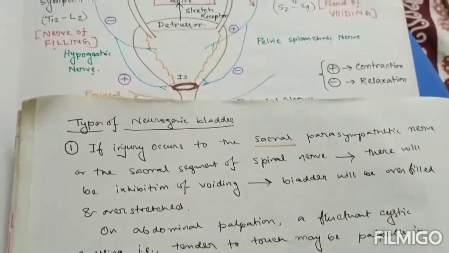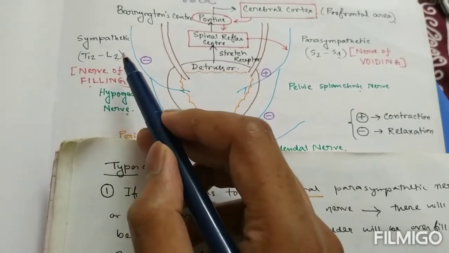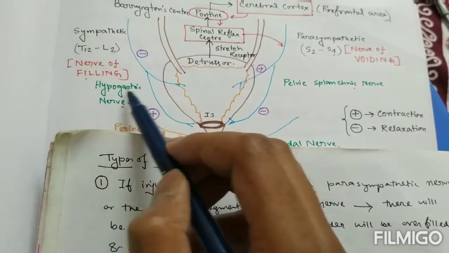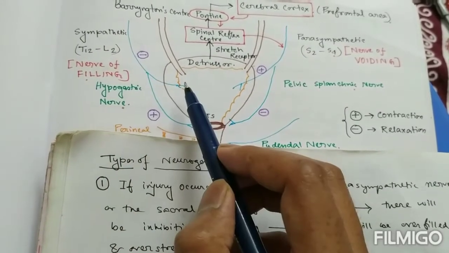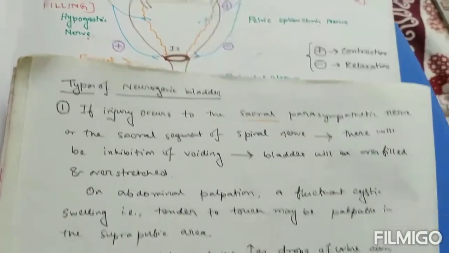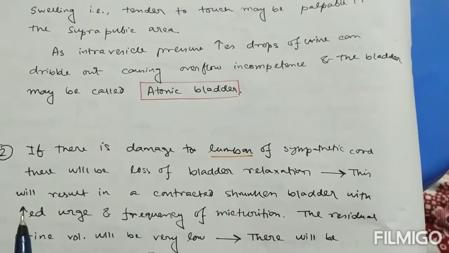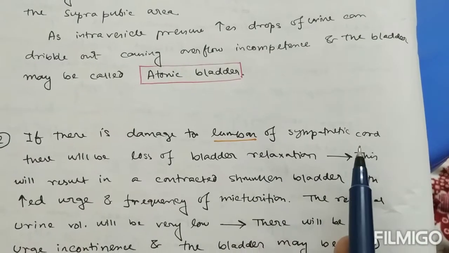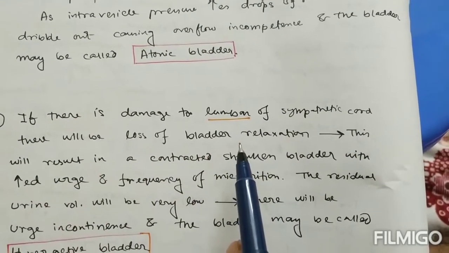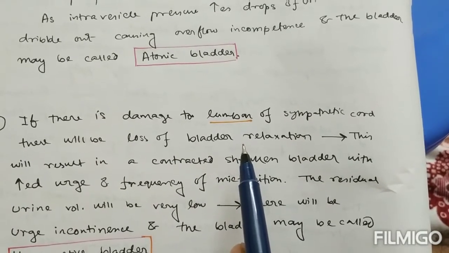Another condition is when the lumbar segments are damaged, so the sympathetic, or nerve of feeling, is not working and the parasympathetic takes the upper hand. So in this condition, if there is damage to the lumbar sympathetic spinal cord, there will be loss of bladder relaxation because it is a nerve of feeling.